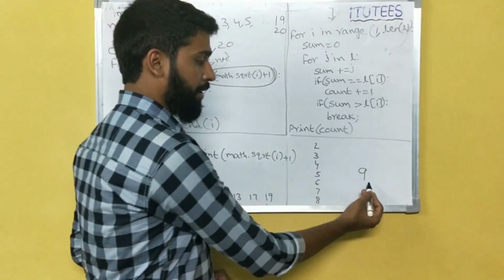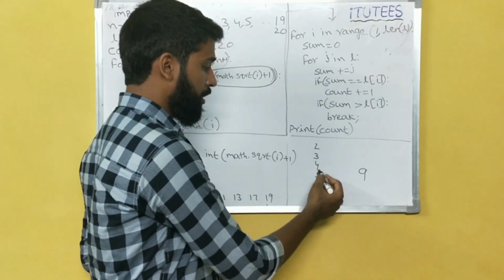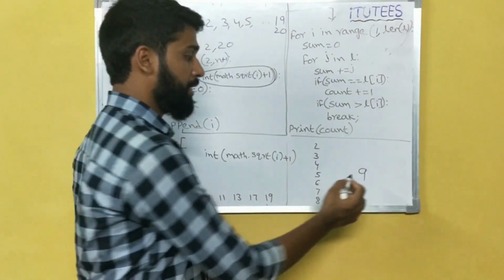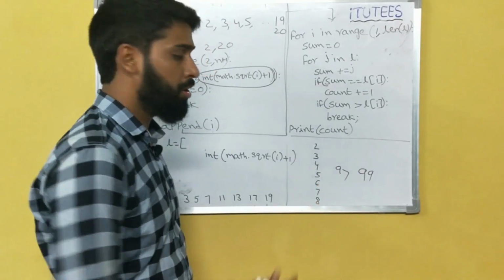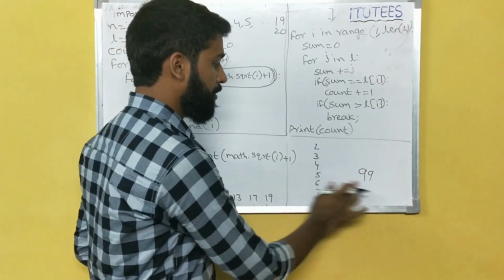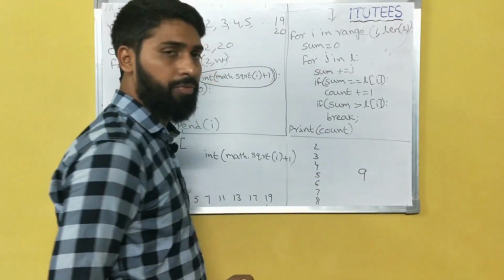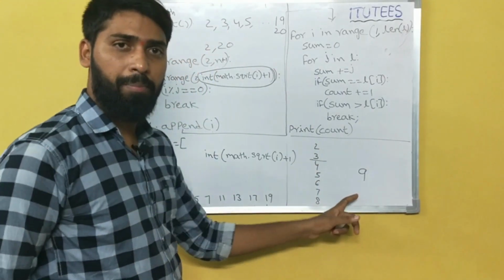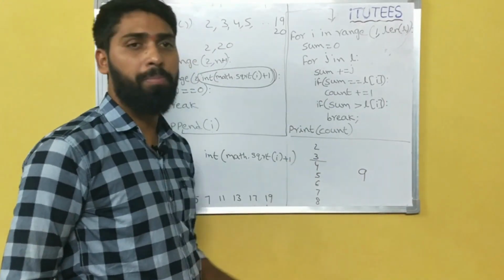That means for 9, we are going to do 7 operations, and for 99, we are going to do 97 operations. So how can I reduce this? If you find the square root of 9, that is 3. If this number is not divisible by 2 and 3, then we can say that 9 is a prime number.